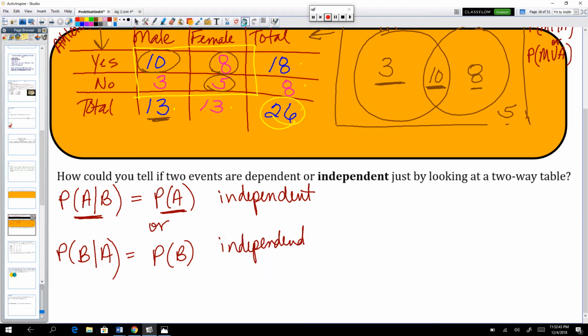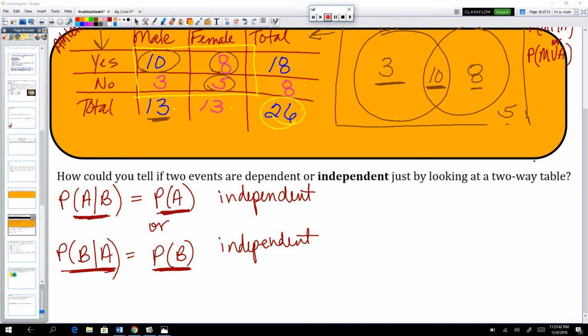Okay, you've got two independent events, because the probability of A happening is the same whether B happened or not, and the probability of B happening is the same whether A happened or not. If at any point these are not equal, that means you've got dependent events. That means when A and B happen together, it has an impact on the probability. So if one or both of these statements are true, you've got independent events.